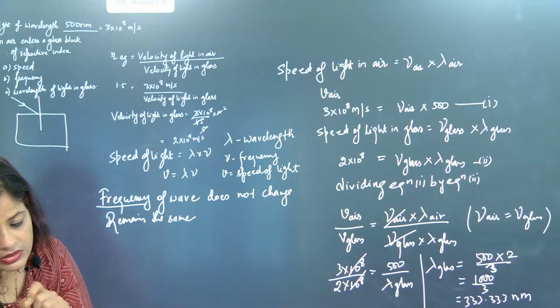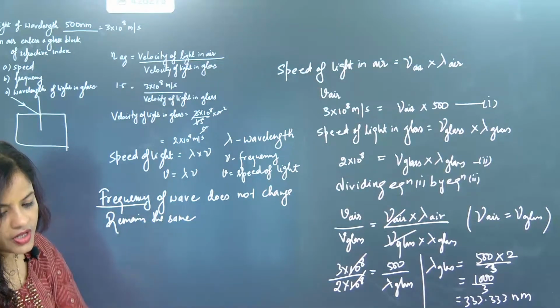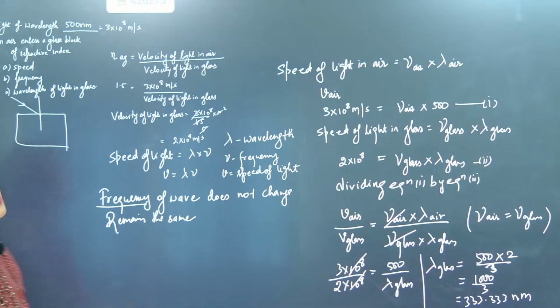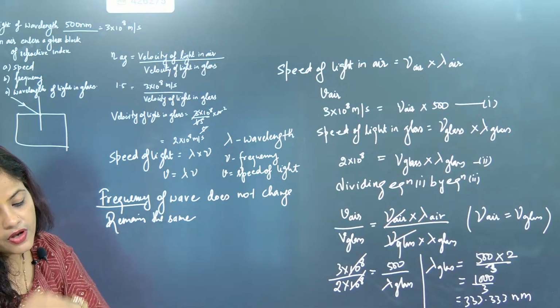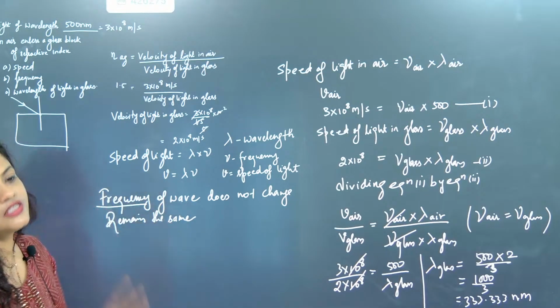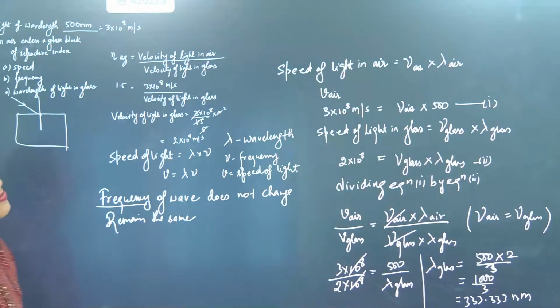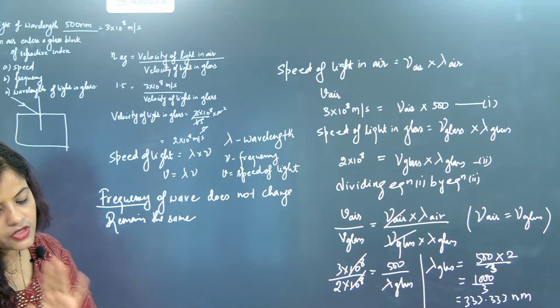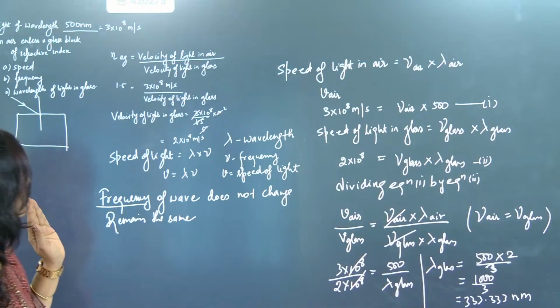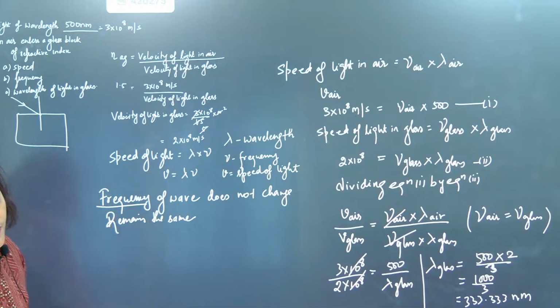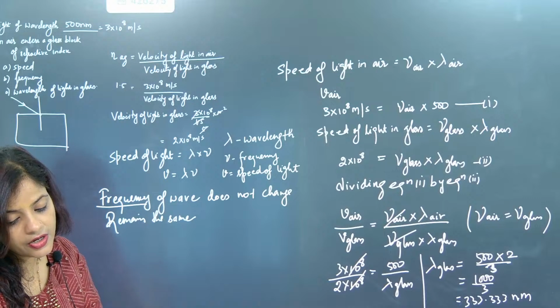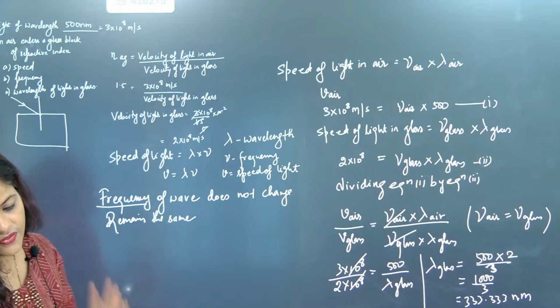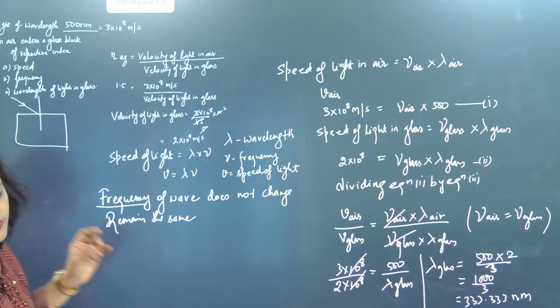So what we learned first, we are going to recheck. We learned that frequency of light in a medium will not change. It remains the same, first thing, because it is independent of optical density. That's the first part we learned. Then we learned the velocity formula: velocity of light is equal to frequency into its wavelength. This is the formula beta.